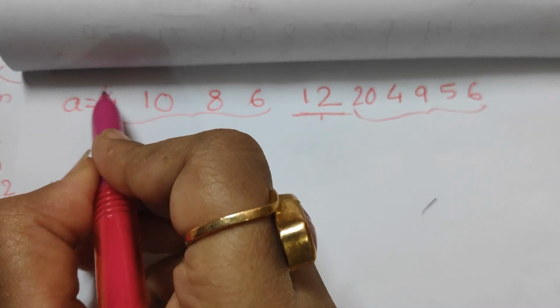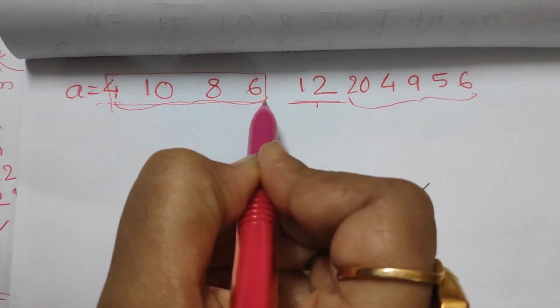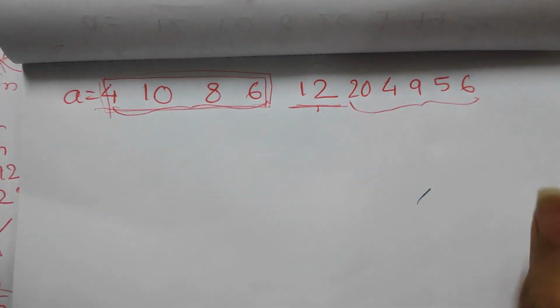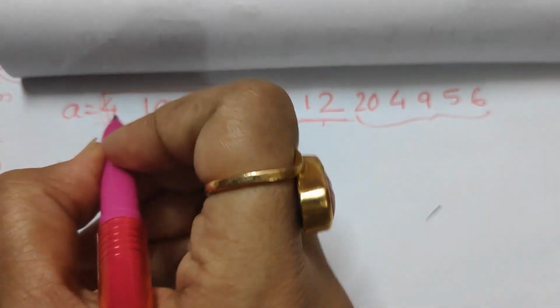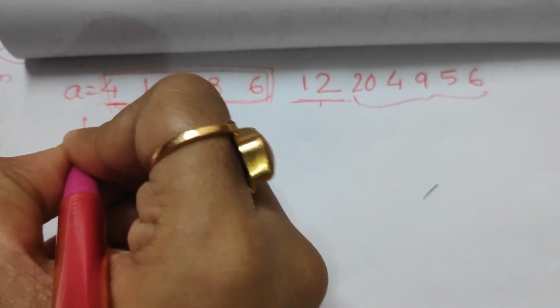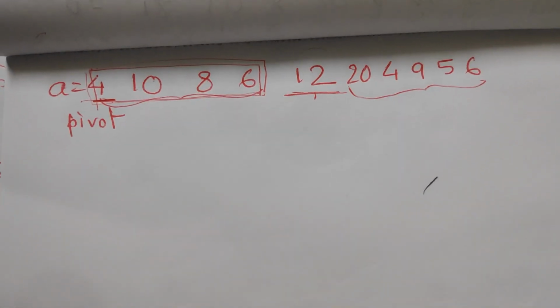Now we concentrate only on this part of the list and we forego this part. So again, as we told you, the first element becomes the pivot. So right at this moment, 4 is the pivot element. Clear?